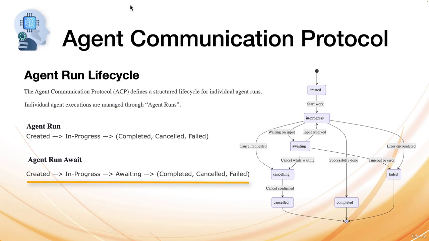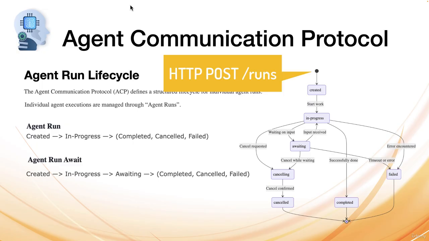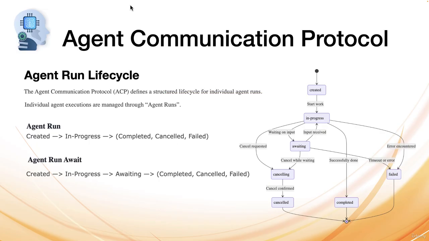In the agent run await, you create the agent, it does some progress, and then it pauses for some input either from the user or from an MCP server or something, and then you can signal the agent to continue execution or cancel. You can see the agent run lifecycle on the screen. So when you make a call to /runs API, agent gets created and its state is created, but it hasn't started to do anything. Then it picks up the work and then it goes to in progress state.